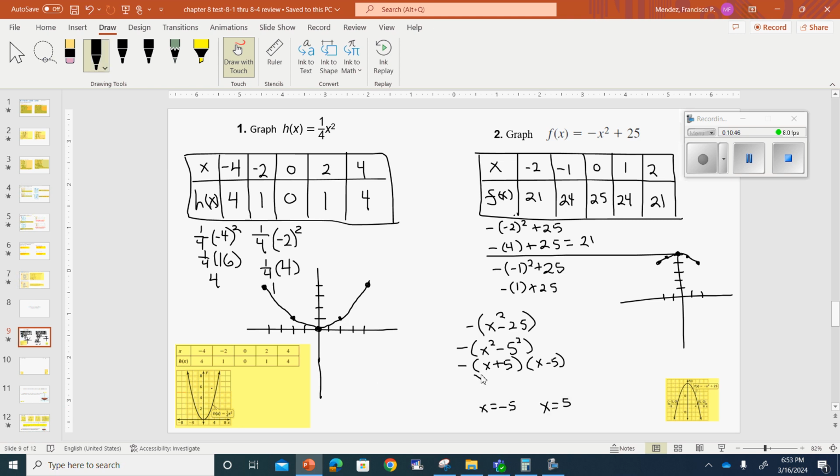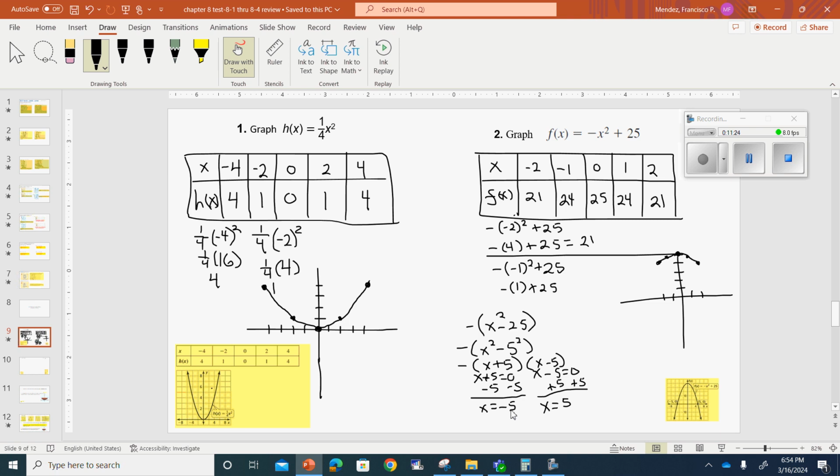For those that forgot, we put x plus 5 equals 0. Then we subtract 5 from both sides, right? And that's going to give us x equals negative 5. Over here, we would put x minus 5 equals 0. So we're going to have to add 5 to both sides. And that's how we're going to get x is 5.